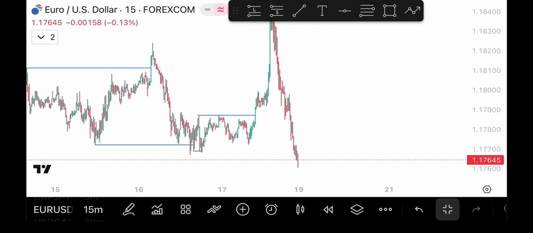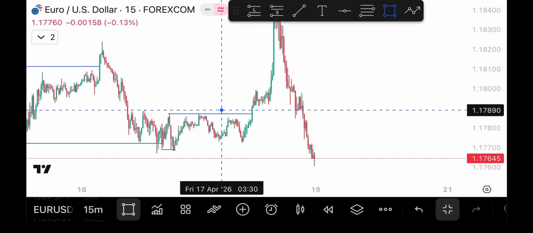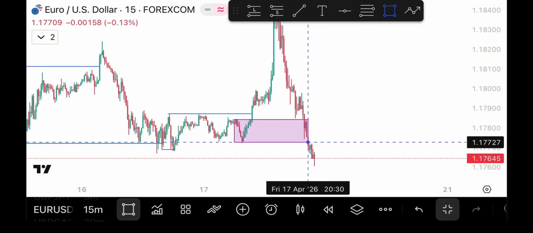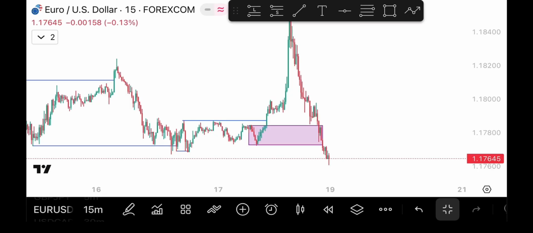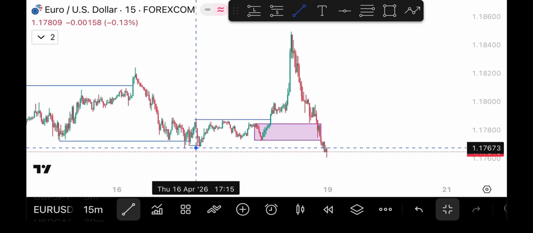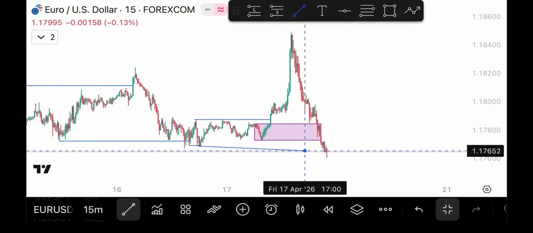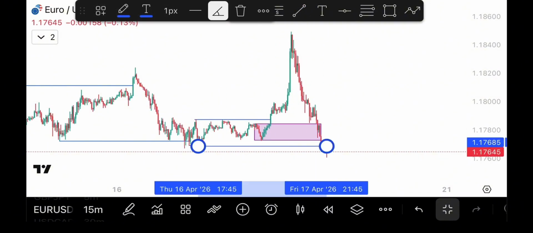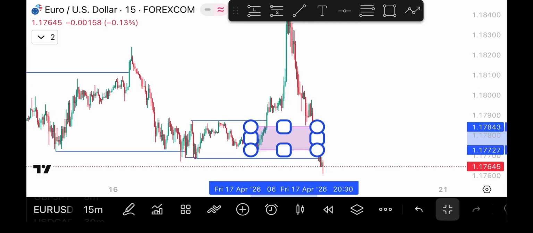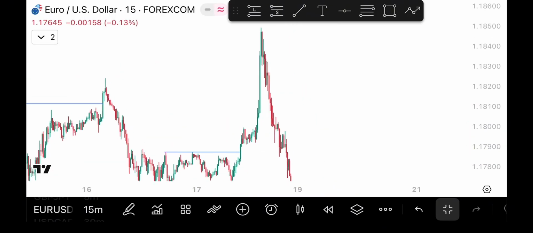So Euro USD was formerly bullish and we were looking to buy from that POI that I marked. So I was formerly looking to buy Euro USD from that POI, but the trade got invalidated on Friday, which led us to a change of character, a change in bias. So we flipped from bullish to bearish now. So now I'm looking to mark another point of interest.